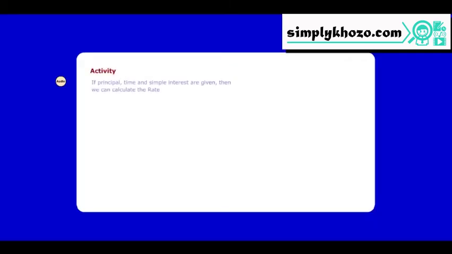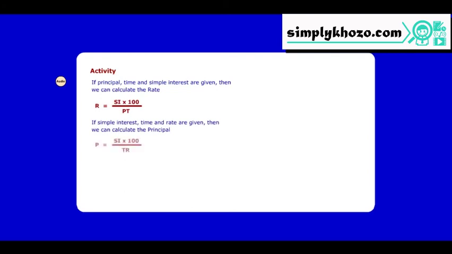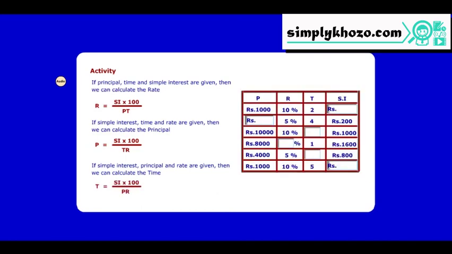Activity. If principal, time and simple interest are given, then we can calculate the rate: R = SI × 100 / PT. If simple interest, time, rate are given, then we can calculate the principal. P = SI × 100 / RT. If simple interest, principal and rate are given, then we can calculate the time. T = SI × 100 / PR. Key in the correct numbers in the space provided in this table. Be sure to use the correct formula.